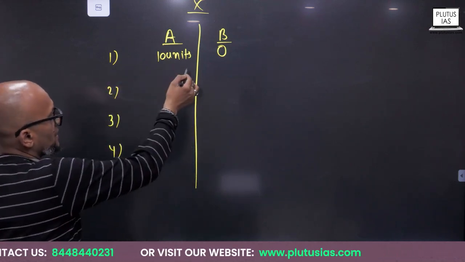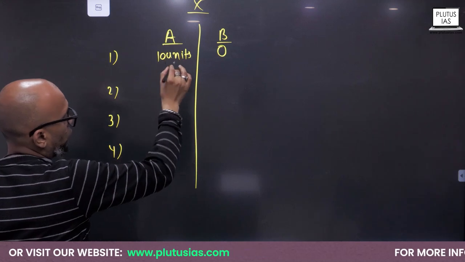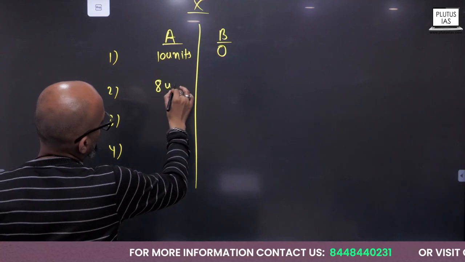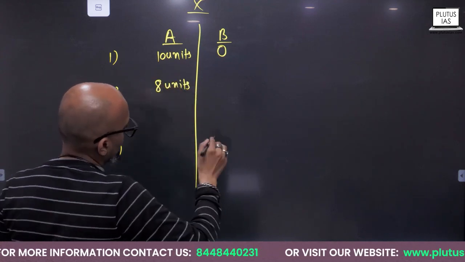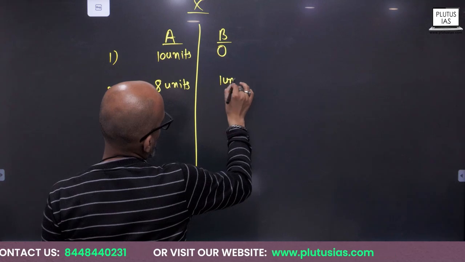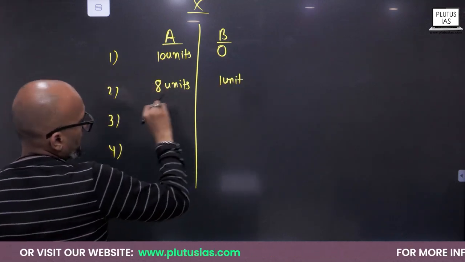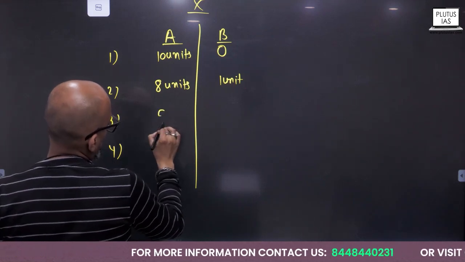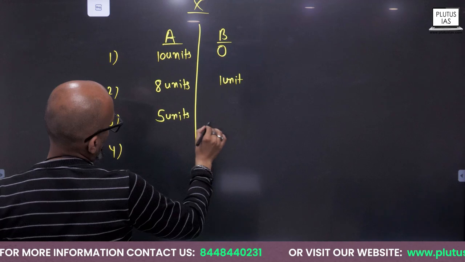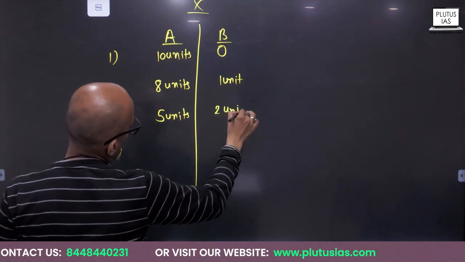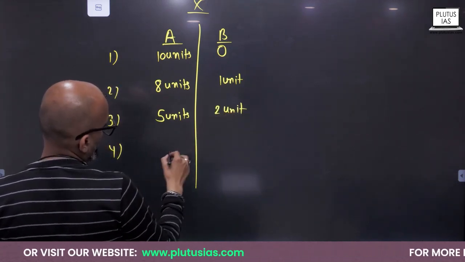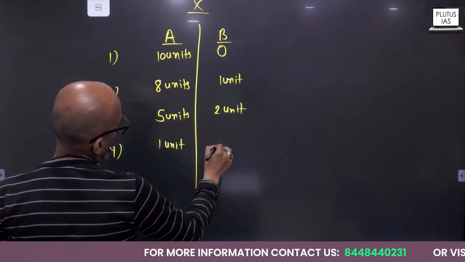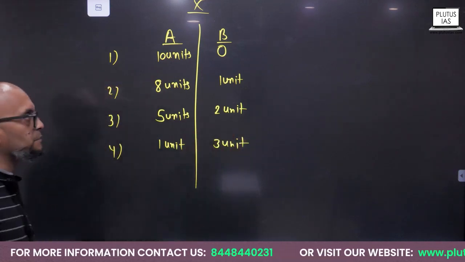So initially 10 units were produced of A when all resources were employed in manufacturing A. Let's say now 8 units of A are produced and 1 unit of B is produced. Again, if we want to produce more units of B, more resources will be sacrificed. So let's say now 5 units of A are produced and 2 units of B are produced. Let's say in another scenario, 1 unit of A is produced and 3 units of B are produced, right?